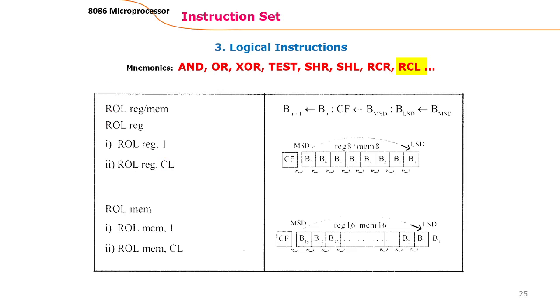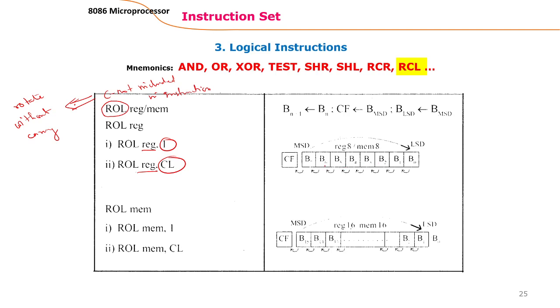So the next is ROL, that means rotate left. We are going to rotate, but here C is not included. So in the instruction, if C is not there, that means we should be performing the rotation without carry. Here we need to rotate left, rotating the content of the register to the left by one time. Similarly, rotate the register content to the left by CL times.